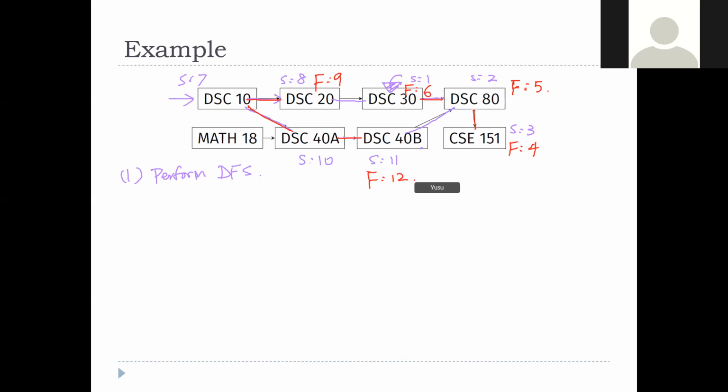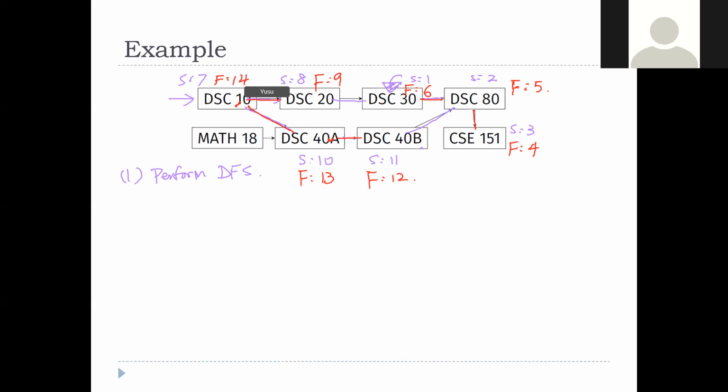Okay, then we go back to its predecessor, and there's no more neighbor of DSC40A. The finishing time is 13. We go back to its predecessor. Now there's no more neighbors of DSC10 to be explored, so we're done with DSC10. So its finishing time is 14.